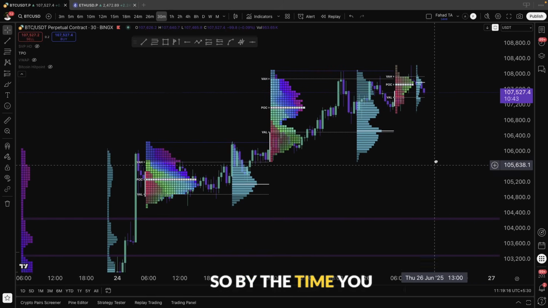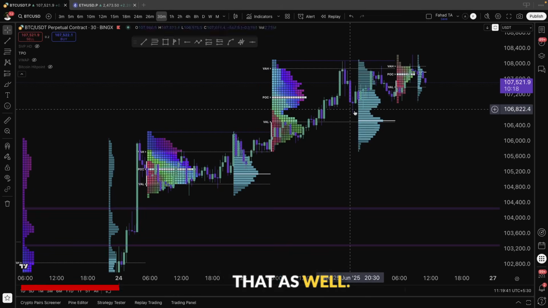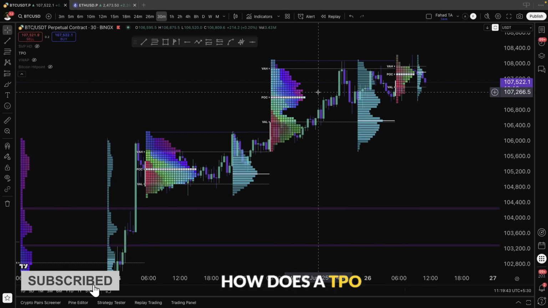By the time you look at this chart and get a bit confused, let me clear your very first question, and that is on what time frame you are supposed to use this, and that is on 30 minutes only. Alright, so most of the traders that I know, and personally I've been using it on 30 minutes only. There are different time frames on which you can use it, but it has a different significance on those time frames. So I'll be explaining that as well. So now you know what a TPO looks like.